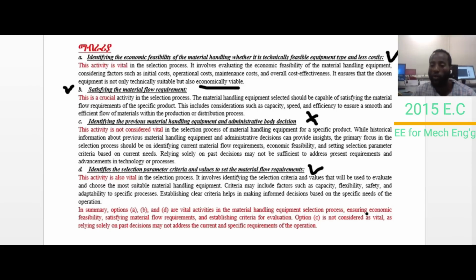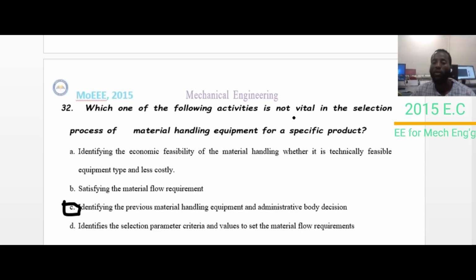process to ensure economic feasibility, satisfying material flow requirement, and establishing criteria for evaluation. And at option C, it's not considered as vital or important as relying solely on the past decision may not address the current and the specific requirement of the operation. So which one of the following activities is not vital? The idea at A is vital and crucial. This is also vital and crucial, and this is also vital or crucial. But this is not vital. So the correct answer is choice C.